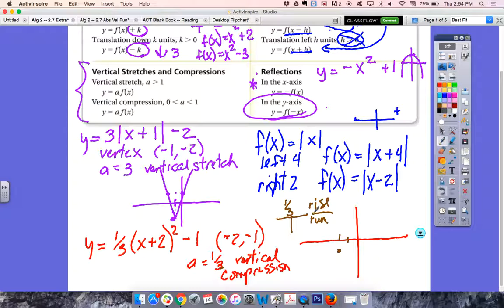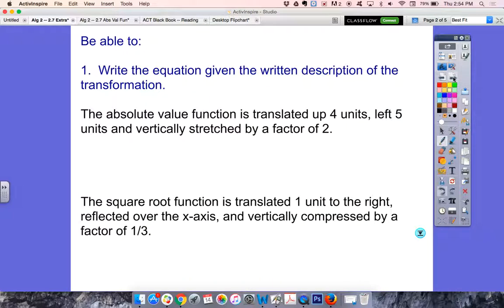That's the complicated version. I'm not giving y'all any of those today to do for practice. If you see any, you can skip that one. But basically, you go up 1/3 and go over 1. So that kind of lets you know how fat it would be. But again, that's a little bit more complicated. You can at least tell me that if A is a fraction, that's a vertical compression, whether you graph it or not. Okay, this is what I'm needing you to be able to do.